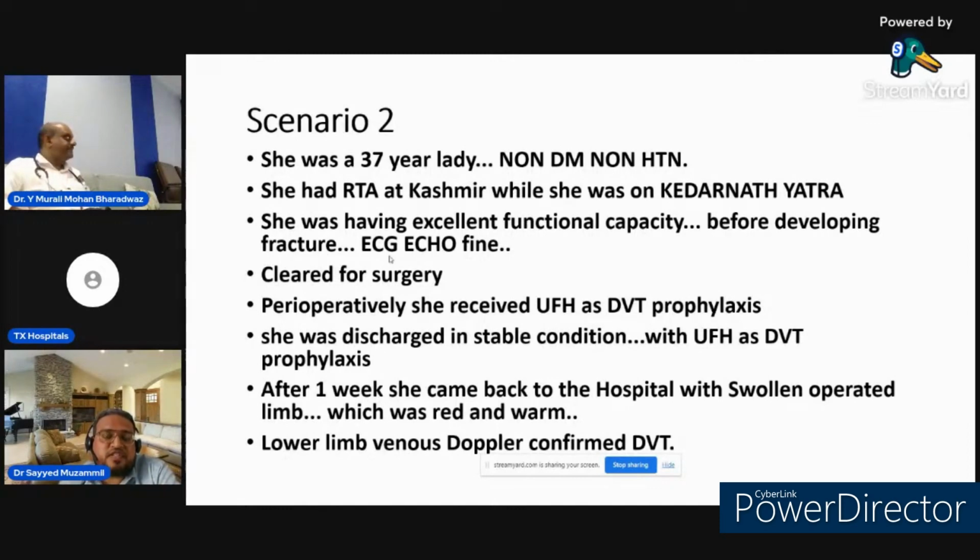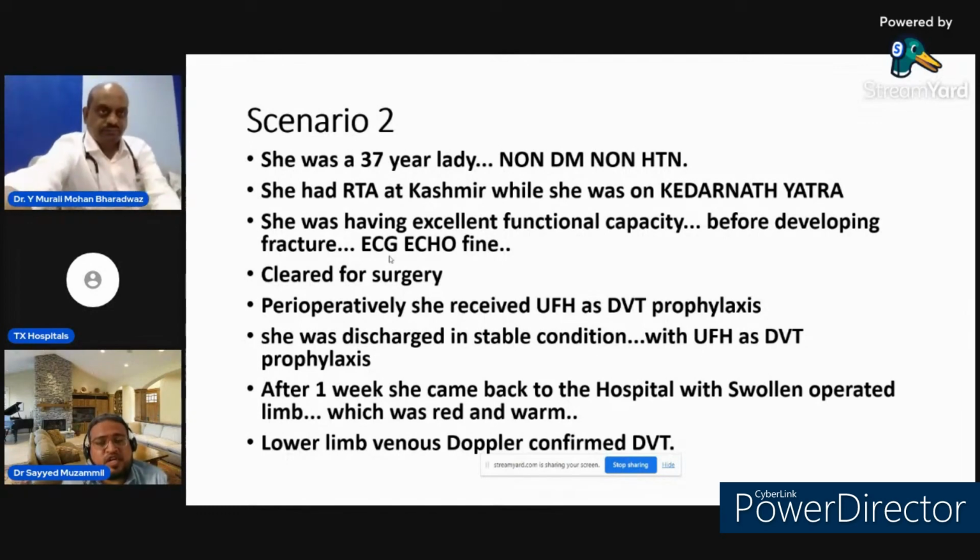She had excellent functional capacity before developing this fracture. Her echo and ECG were fine, so I cleared her for surgery, and her surgery was uneventful. She was discharged on unfractionated heparin as DVT prophylaxis, because at that time Clexane was costly, and dabigatran was recently introduced, and we thought it is better we give heparin as DVT prophylaxis. She was discharged in stable condition.